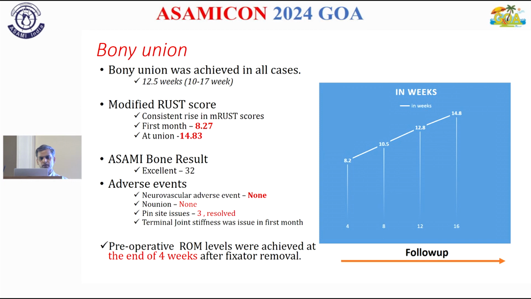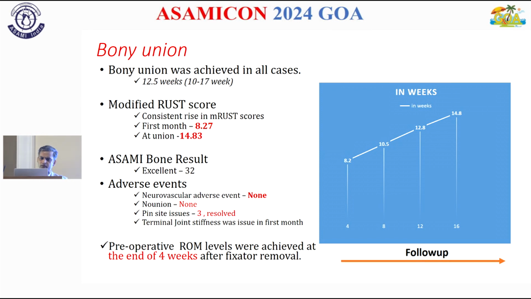Bony results: bony union was achieved in all cases. There was no case of non-union or any complication of non-union. There was a consistent rise in modified RUST scores. In the first month it was 8.27, and at around 3 months, it was 14.83. ASAMI bone results were also excellent in all cases.